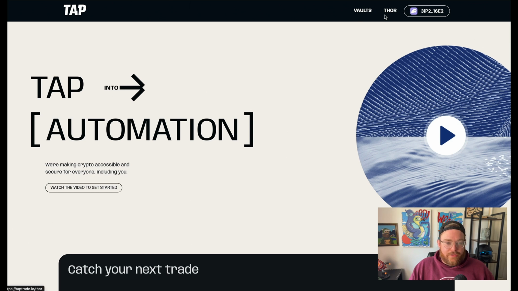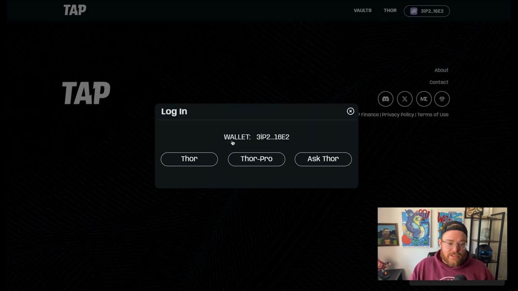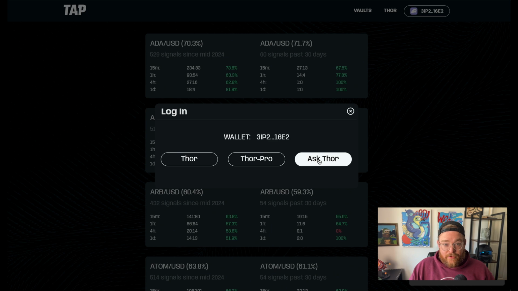Taptrade.io. Click Thor in the upper right-hand corner. This is where you'll be prompted to log in. And if you're a new user and you want to interact with Thor, and if you want to test the signals, go to the Ask Thor system, and it's a pay-per-request system. Simple to use, one-time fee for you to test it out on your own with a low commitment. And you can follow along these free classes that we provide in order to learn how to use it and how to apply it into your own trading strategy and hopefully into a more profitable portfolio.